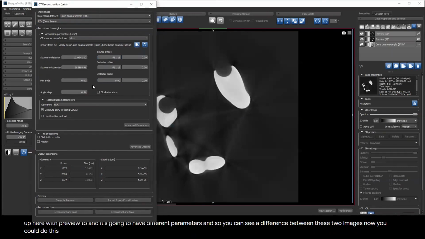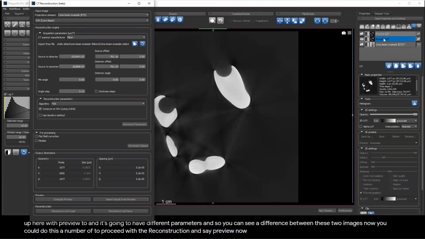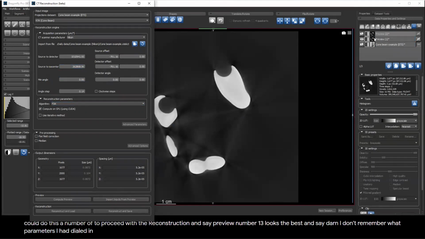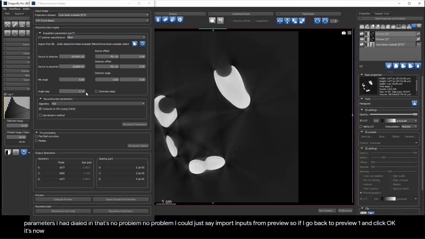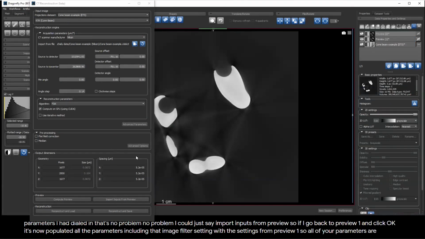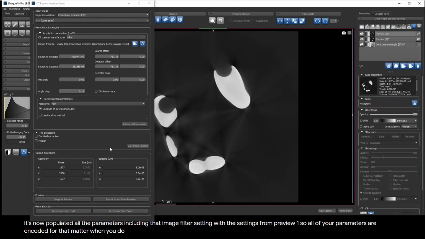Now, you could do this a number of times and then say, I wish to proceed with the reconstruction, and preview number 13 looks the best, but darn, I don't remember what parameters I had dialed in. That's no problem. I can just say import inputs from preview. So if I go back to preview 1 and click OK, it's now populated all the parameters, including that image filter setting, with the settings from preview 1. So all of your parameters are encoded. For that matter, when you do any reconstruction in Dragonfly, all of these parameters will be encoded in the reconstruction that you make.